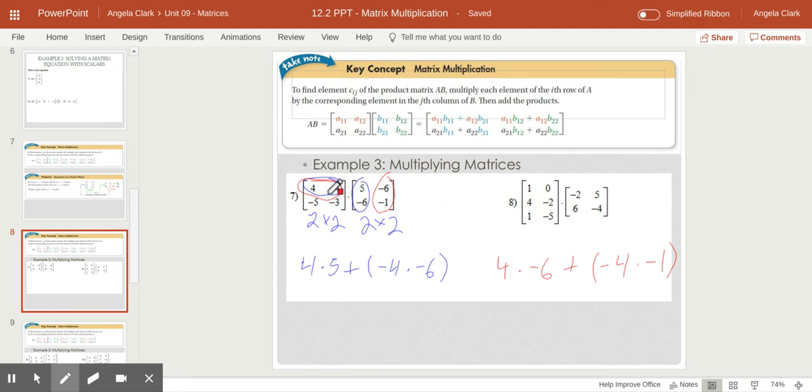All right, so now we go on to the second row. I don't want to make this too messy, so I'm just going to erase. So the second row, we're going to do second row times first column. So that'll go here, second row, first column. So I'm going to have -5 times 5 plus -3 times -6.